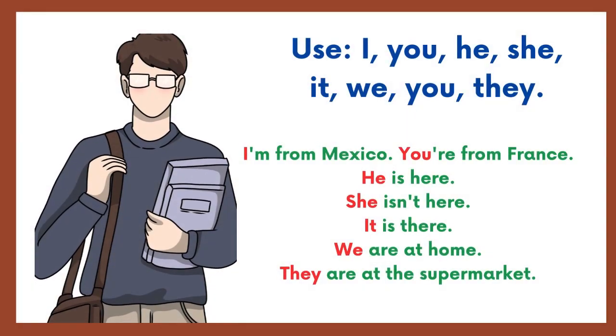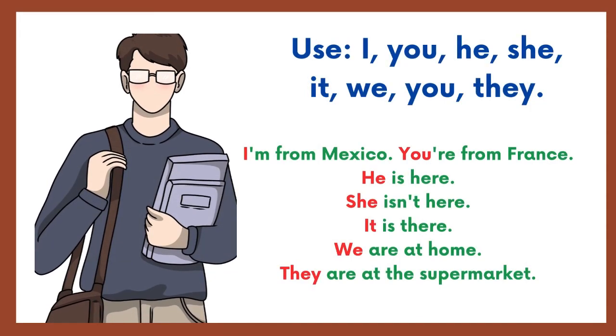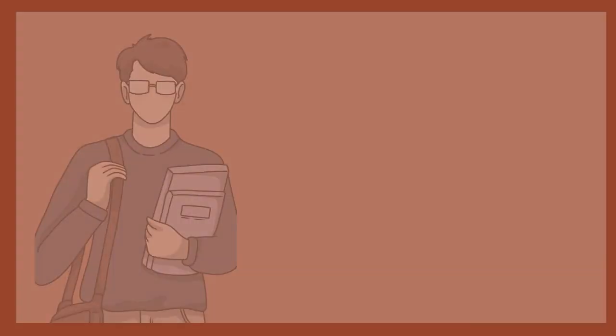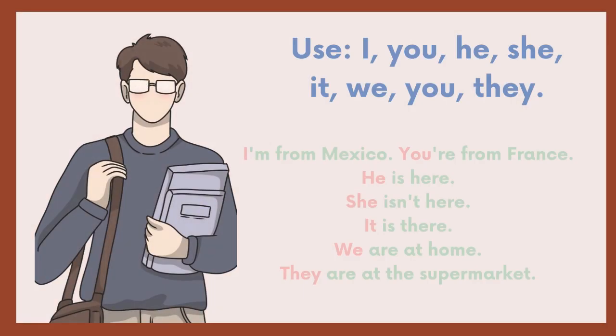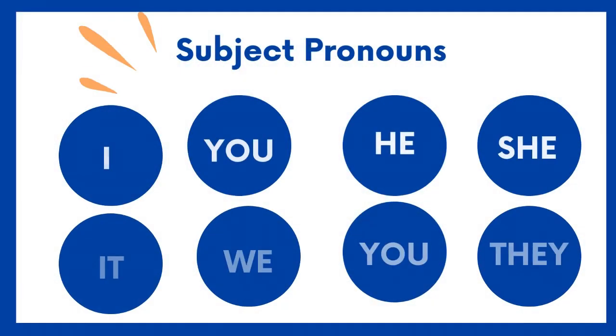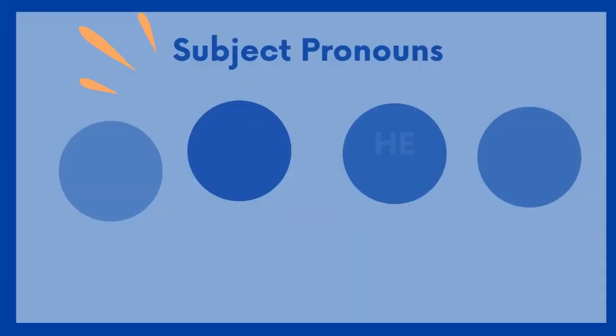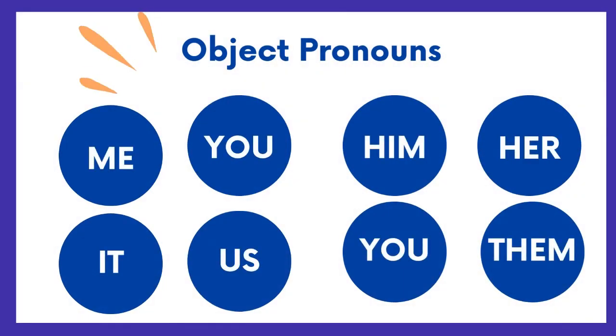Use: I, you, he, she, it, we, you, they. I'm from Mexico. You're from France. He is here. She isn't here. It is there. We are at home. They are at the supermarket. Subject pronouns: I, you, he, she, it, we, you, they. Object pronouns: me, you, him, her, it, us, you, them.